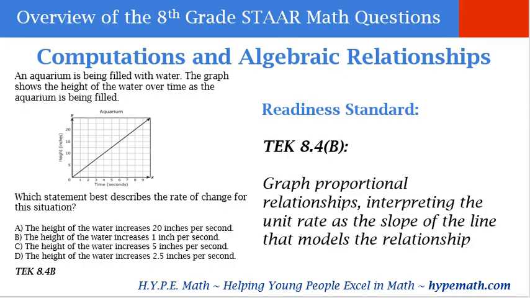So for our readiness standards, TEK 8.4B, it says graph proportional relationships, interpreting the unit rate as the slope of the line that models the relationship. And in our sample problem, you see that there's a slope and the student had to answer the correct response or letter that best described the rate of change for the situation displayed.